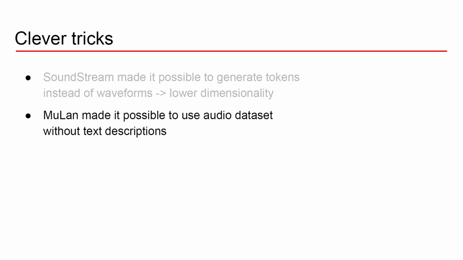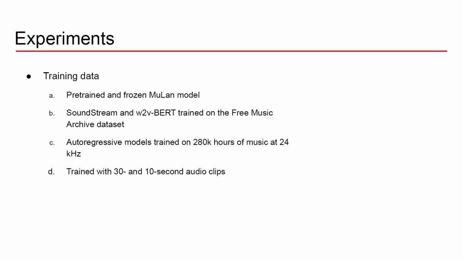Let's take a look at the experiments that researchers have run. The training data that they've used is different depending on the type of models that they've trained. First of all, for MuLan, they didn't train anything, they just used a frozen model. They used the Free Music Archive dataset to train SoundStream and w2v-BERT. And for the autoregressive models, so the acoustic model as well as the semantic model, they used 280,000 hours of music at 24 kilohertz. This is a massive amount of music. They trained these models with 30-second and 10-second audio clips.